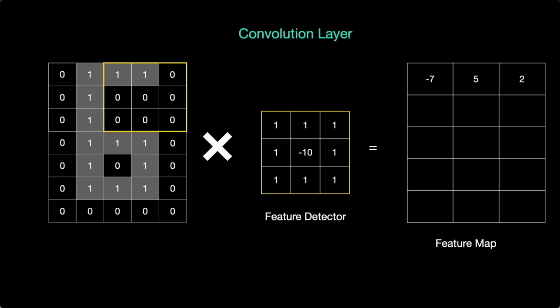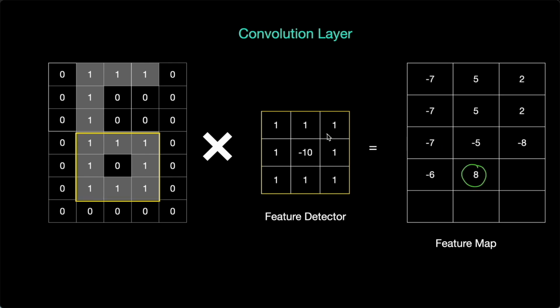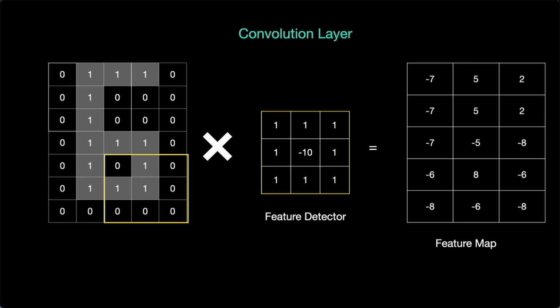Okay, so now we cannot go further towards the right. So we'll go downwards, okay? And repeat the same process. So we get -7, we get 5, 2, -7, -5, -8, -6, and 8, okay? So we have got the value as 8. So this is 1, 2, 3, 4, 5, 6, 7, 8. That means we have found the loop, okay? Now let's go further. So -6, -8, -6, and -8. Now we have scanned the entire image using this 3 cross 3 filter, and this is our final feature map.